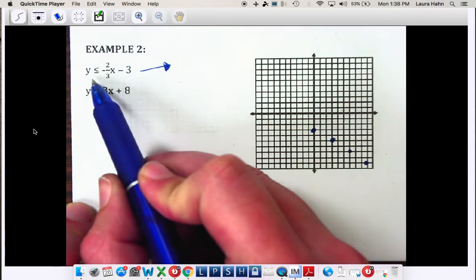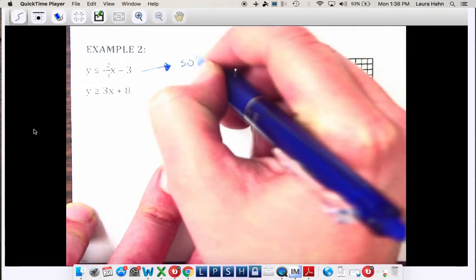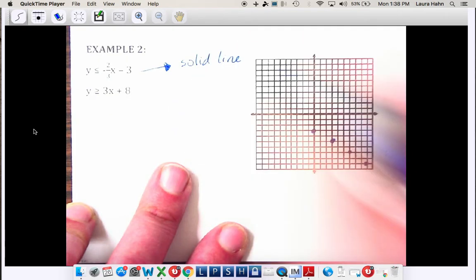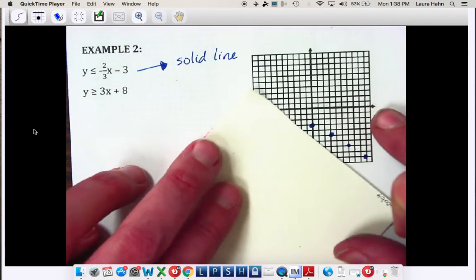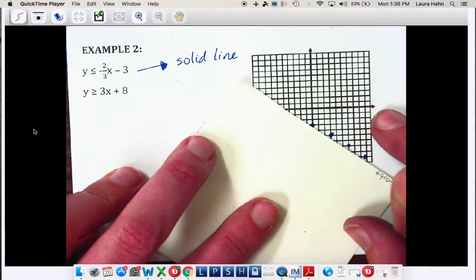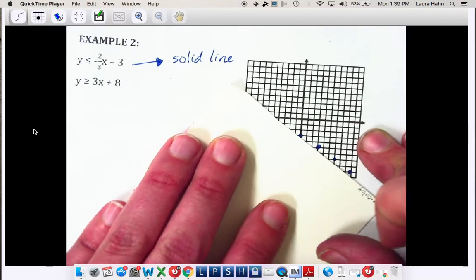Okay, so I see the solid line underneath, which tells me I need to use a solid line. So I'm going to line it up. I'll move it towards me a little bit.